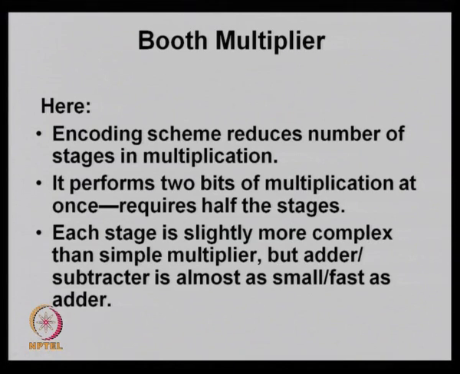In a Booth multiplier, the encoding scheme reduces the number of stages in multiplication. It performs 2 bits of multiplication at once, so it requires half the stages. Each stage is slightly more complex than the simple multiplier, but the adder and subtractor are almost as small and as fast as normal adders.